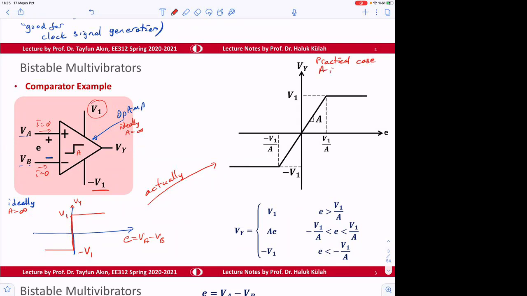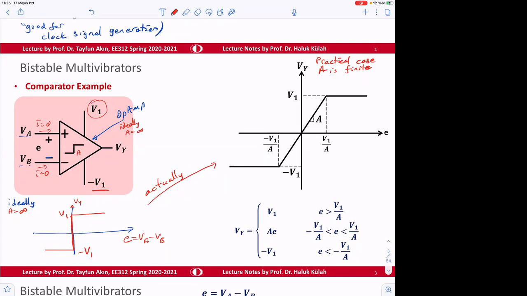The gain is finite. You know, maybe it's 10 to the power 3, like the gain maybe 1000. So it's very large, but it is not going to be infinity. That's more realistic.